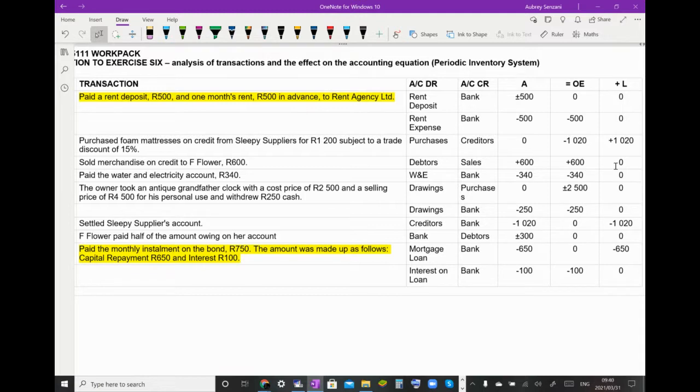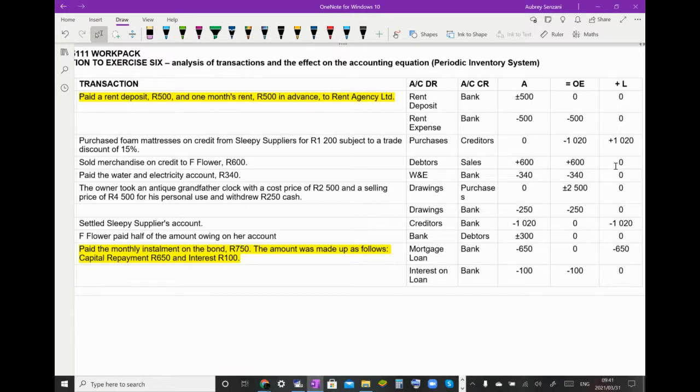Then we move on. Next transaction: the owner took an antique grandfather clock with a cost price of 2,500 and a selling price of 4,500 for personal use, and withdrew 250 cash. Hey, this owner is having a field day.